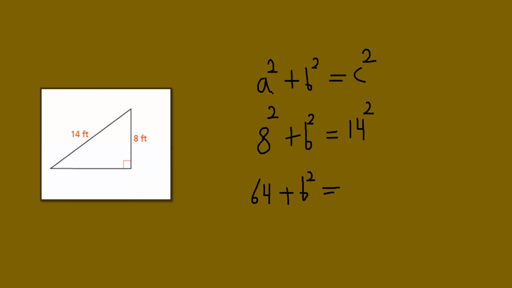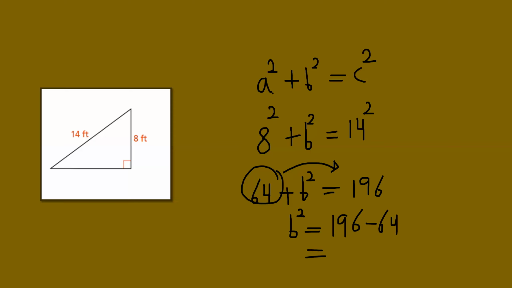It is 196. What I will do next, it's an equation. I will move 64 to the other side with a different sign. b squared equals 196 minus 64, which equals 132. Again, this is the value of b squared.